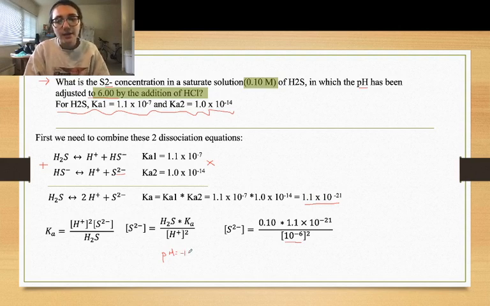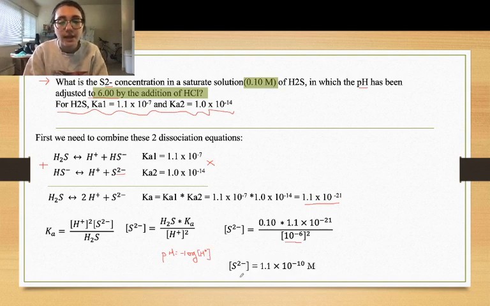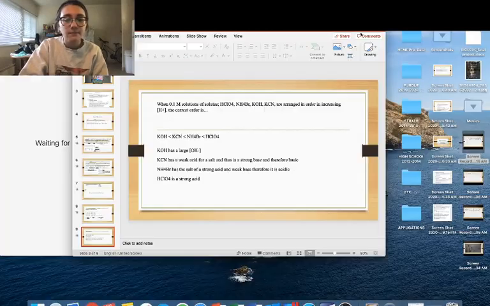So then I'm working backwards. If I do 10 to the negative 6, that is going to be my concentration of my hydrogen ions, which of course is what we're looking for in this, because that's our only missing variable. So I plug that all in and I get my concentration of S.